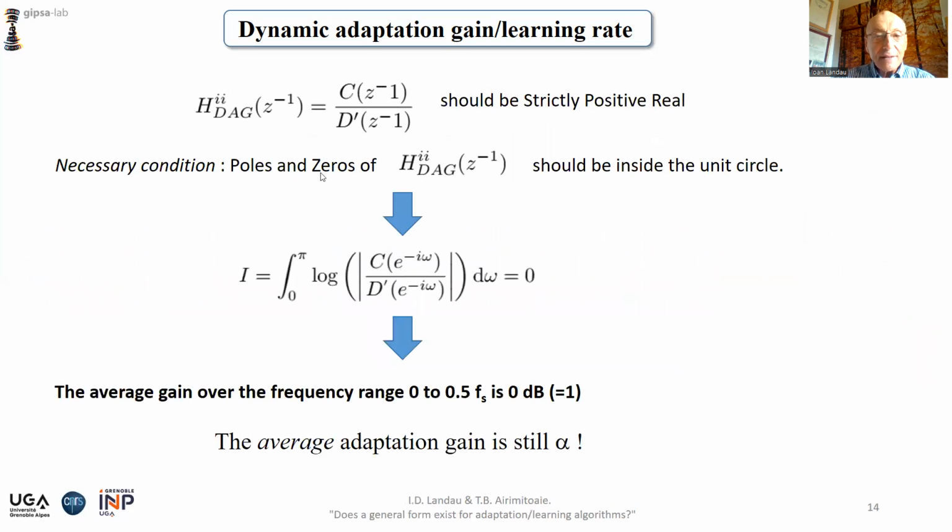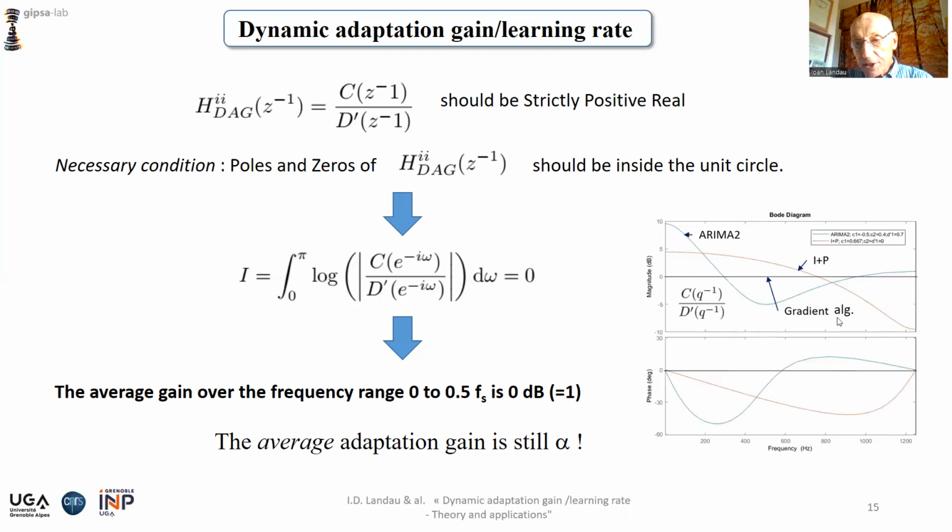But since they are inside the unit circle, it can be shown that the integral of the logarithm of the gain of the filter in the frequency domain is 0, which means the average gain over the frequency range from 0 to half of the sampling frequency will be 0 dB, it will be 1. So the consequence is that the average gain is still given by alpha.